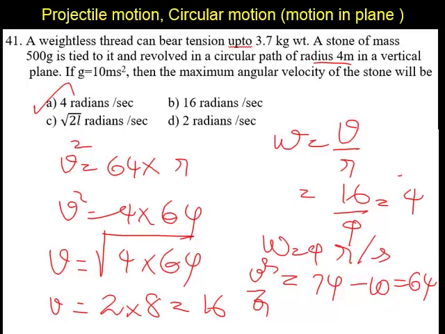So it is simply calculating first v square by r from tension and then going for the angular velocity. So we will move on to the next case of circular motion.